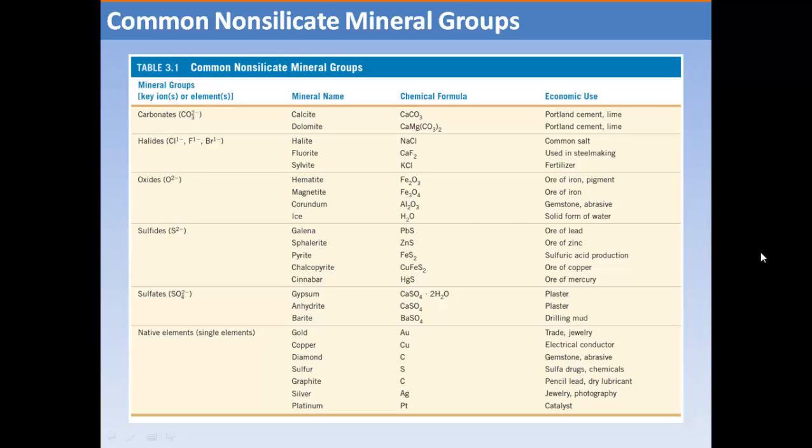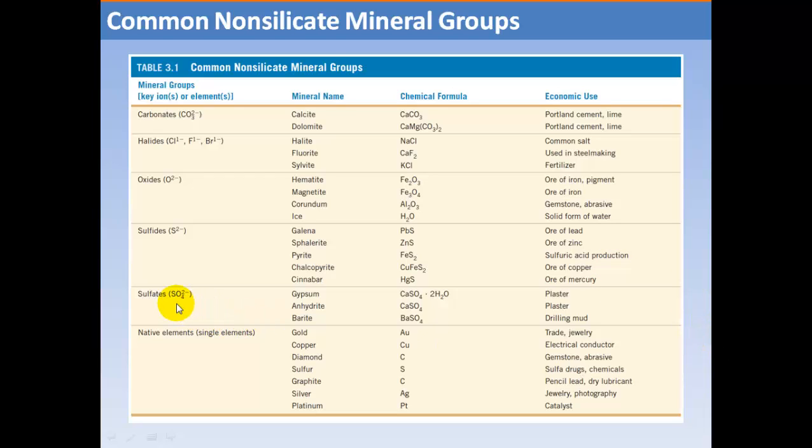Sulfides, S-2, like galena, sphalerite, pyrite, chalcopyrite, and cinnabar. So most of these are ores. Galena is an ore of lead, sphalerite is an ore of zinc, pyrite is for sulfuric acid production, chalcopyrite is an ore of copper, and cinnabar is an ore of mercury.